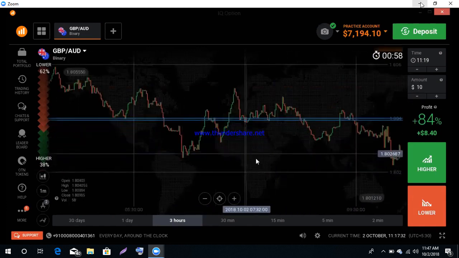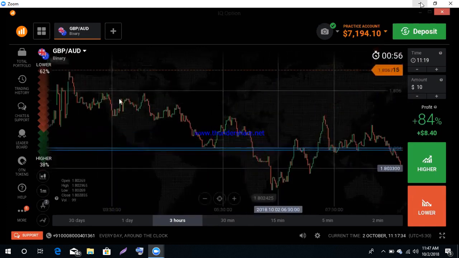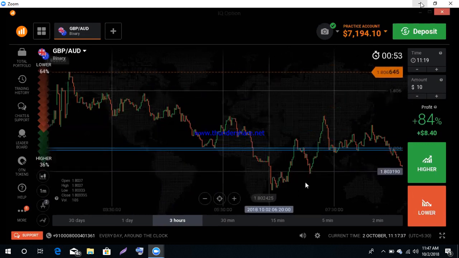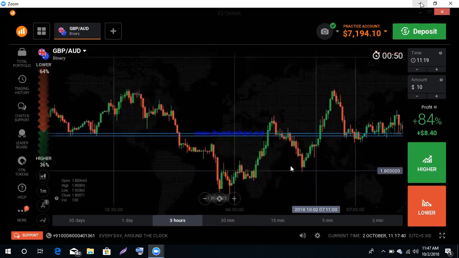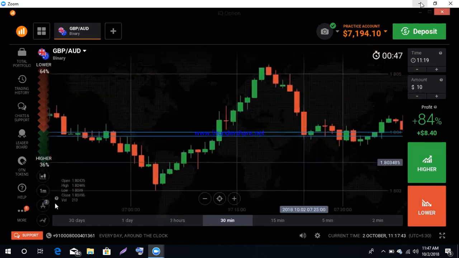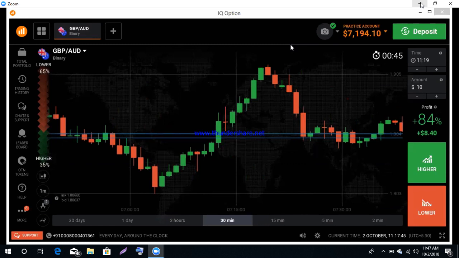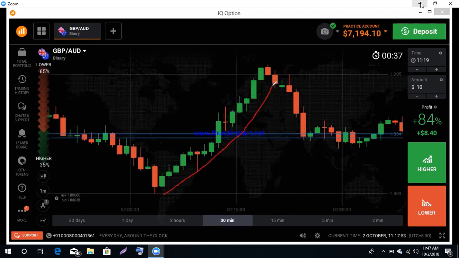In the direction means this is a downtrend. This is a downtrend. You can trade with the lower option in the downtrend, because I will explain here. Okay, you can see this is a small minor uptrend. This is a small minor uptrend. When you go with the trend, you have so many opportunities to win.